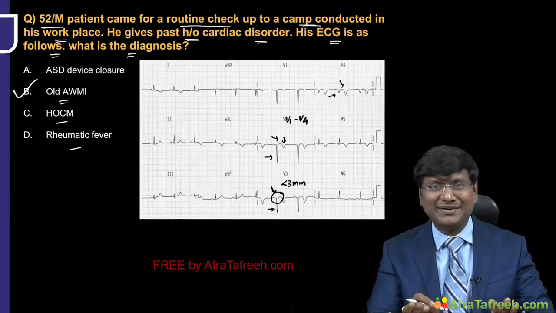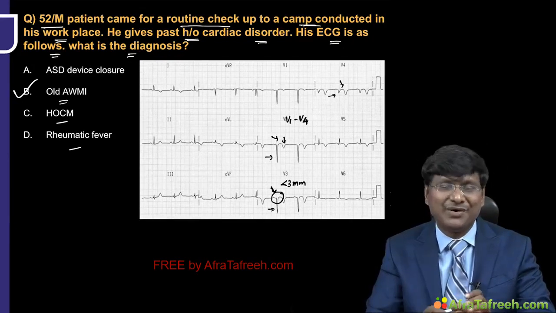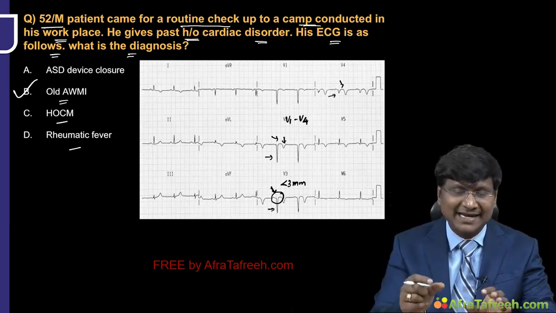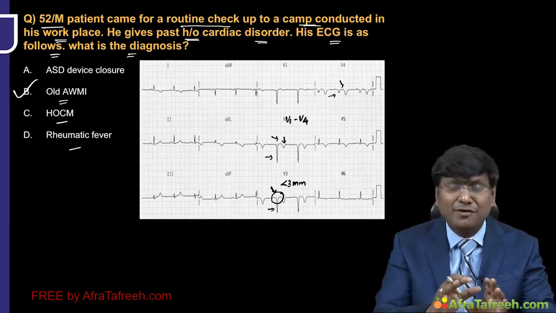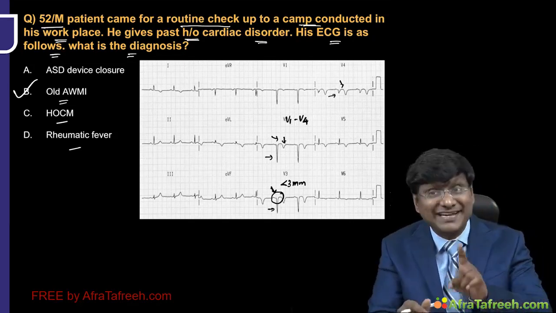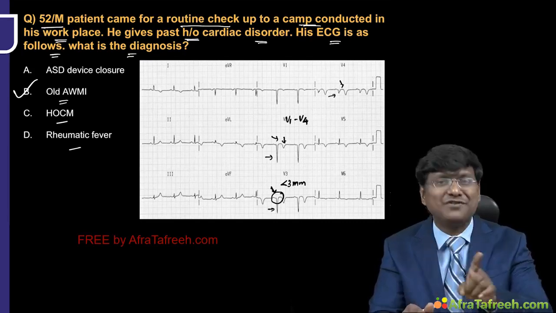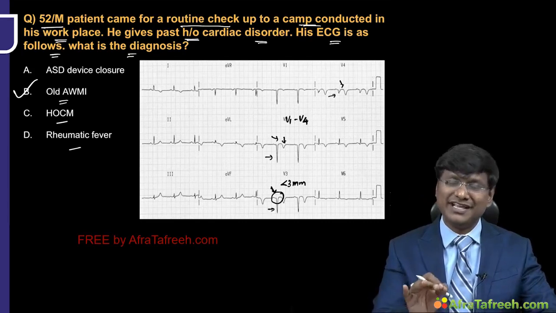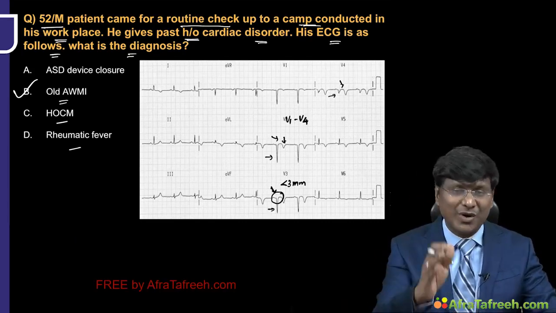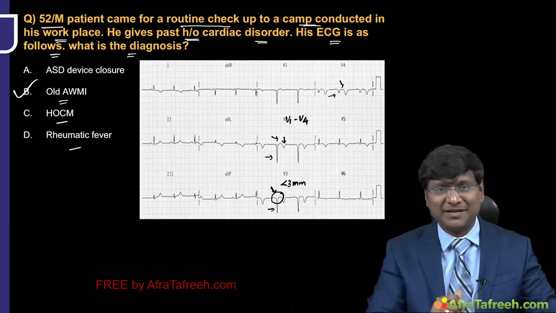In old anterior wall MI, there is poor R wave progression. I'll tell you the reason also: in anterior wall MI, the anterior wall is dead. So when the anterior wall is dead, it will not produce any electrical activity. That is the reason why V1 to V4 will not be able to pick up any electrical activity, and so you have poor R wave progression in V1 to V4. Okay. So one condition where you will have poor R wave progression is old anterior wall MI, right?